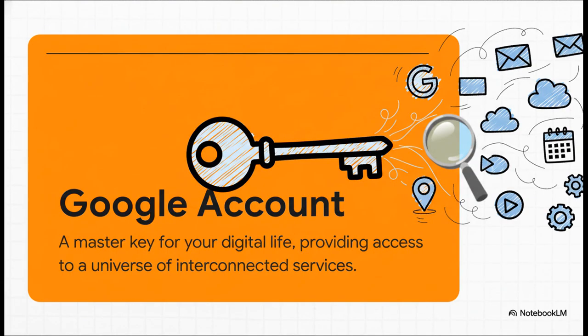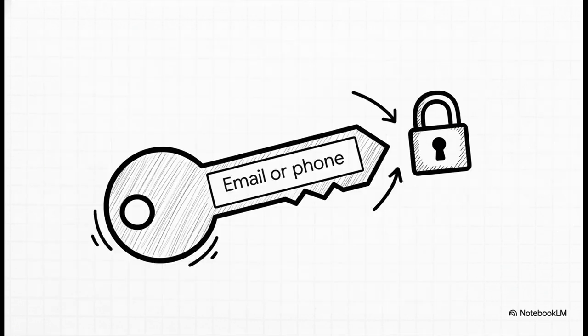So what even is a Google account, really? Well, the best way to think about it is as a master key. And I mean a master key. It doesn't just unlock one door, like Gmail. No, this is the one key that opens up an entire universe of services that are all connected together. And every key has a unique shape, a unique cut. For Google, that's what this little field is for. Asking for your email or phone isn't random. It's the one specific, unique identifier that tells Google's massive system which lock, out of billions, you're trying to open.